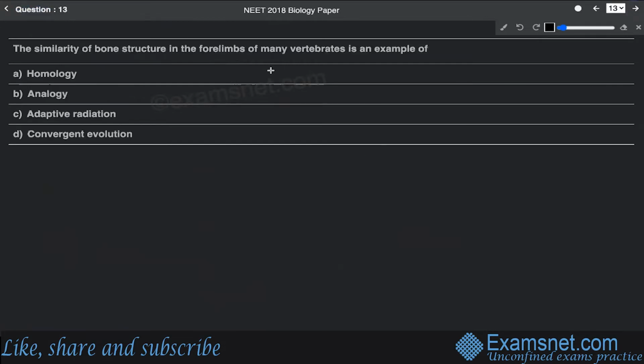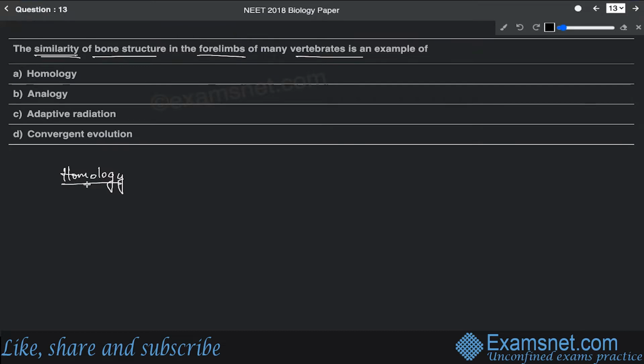Now, question number 13 says that the similarity of the bone structure in the forelimbs of many vertebrates is an example of homology, analogy, adaptive radiation, or convergent evolution. Now, let me tell you that this question has been asked from the chapter Evolution from your 12th standard. And since here it is asking about the similarity of bone structure, there are two terms that we come across in evolution. One is called homology and the other is called analogy.